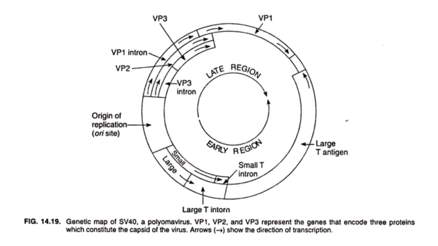So this is the genetic map of the SV40 polyomavirus. VP1, VP2 and VP3 represent the genes that encode three proteins which constitute the capsid of the virus, and the arrow shows the direction of transcription.